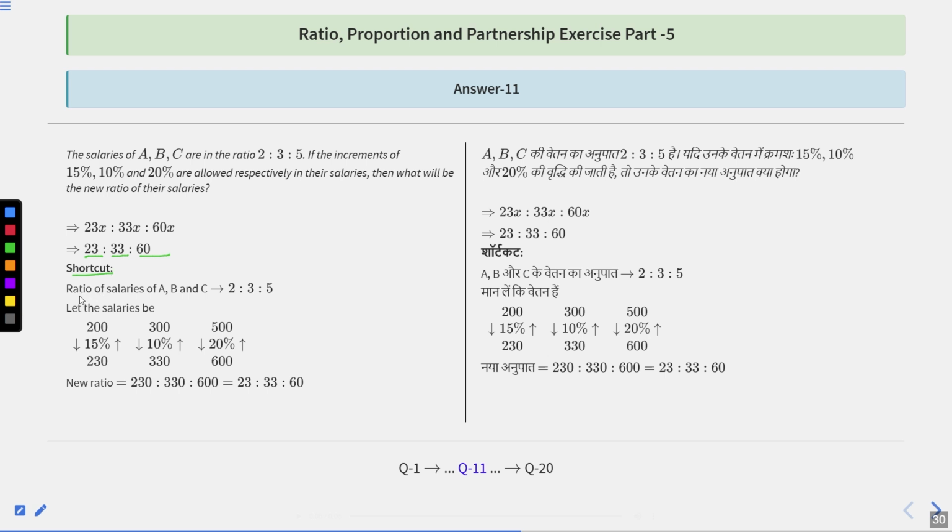The ratio of the salaries of A, B, C is given as 2:3:5. So we can take the salaries as 200, 300 and 500. When we increase 200 by 15%, it becomes 230. 300 increased by 10% becomes 330, and 500 increased by 20% becomes 600. So when we make the ratio 230, 330, 600, we get the ratio 23, 33 and 60, which is correct. Okay. Next one.